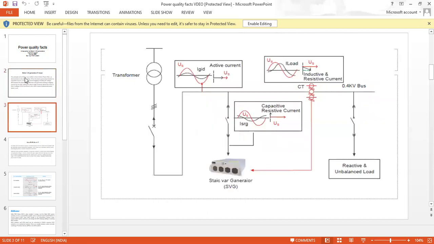The figure below is regarding the static VAR generator. When we look at this figure, the block diagram of the SVG device, we can understand how the device works. One end of the static VAR generator is connected to the transformer, which acts as the input for this device. Furthermore, the four divisions of the SVG device are the active current, capacitive and resistive current, inductive and resistive current, and reactive and unbalanced load. Regarding the names of the blocks of the SVG diagram, the particular diagram of the feature is to be run as per the block.